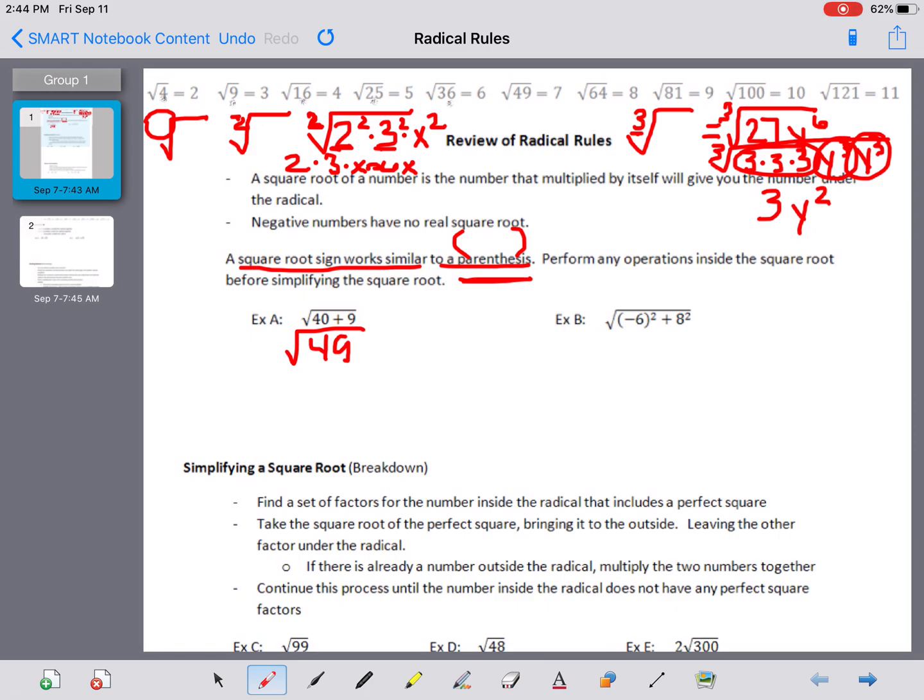Now I take the square root. Do I know the square root of 49? What number times itself is 49? Well, it's on my list up here. It's 7. But I do want to warn you, the answer technically is positive 7 and minus 7.